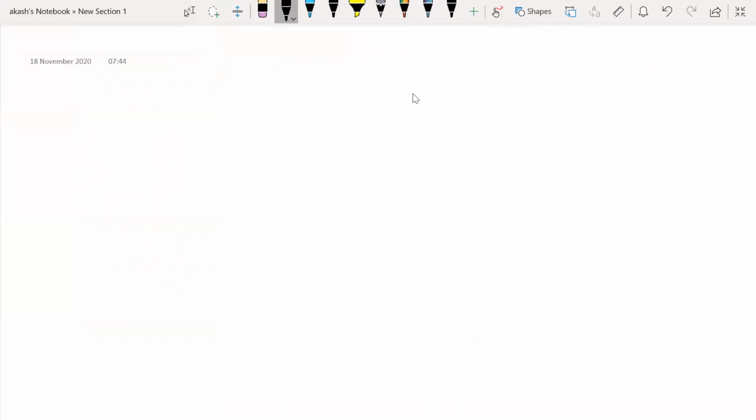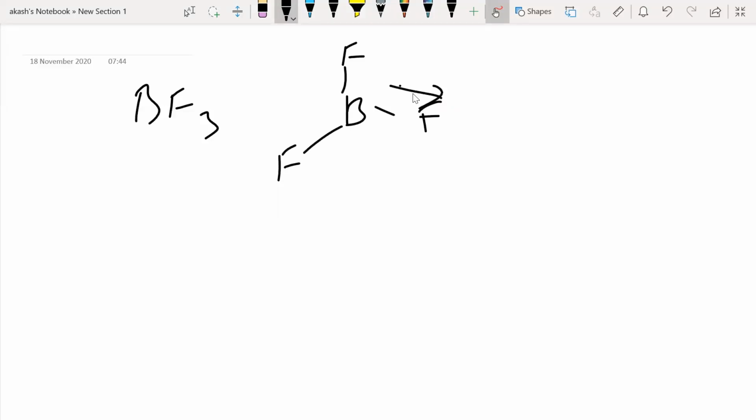Say, let me take the BF3 molecule. Again, I have a polar bond, but if you look at the shape, it's trigonal planar. So now what do you see? Obviously, if you look at the direction of dipole moments, this is the direction for the first dipole moment, this is the direction, and this is the direction, right? Now, again, this molecule is symmetrical, so I can say that the dipole moment is 0.